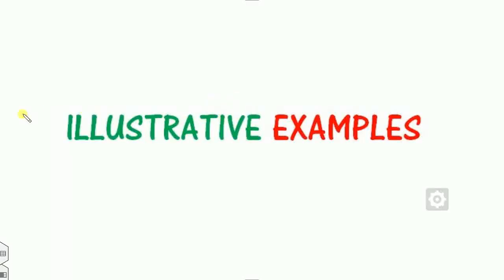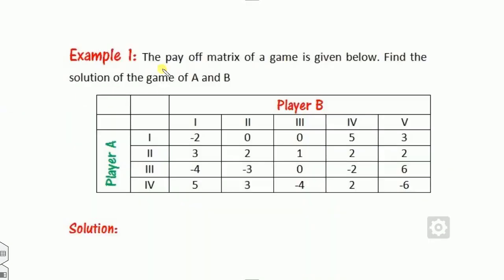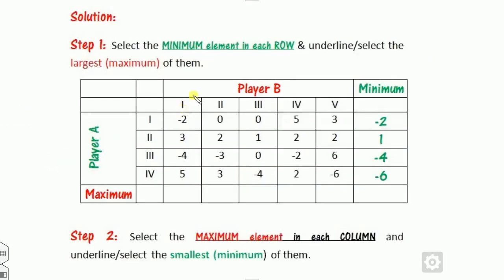A few examples follow so that you may be able to understand. For example, look at this. This is player A, this is player B. Since it is not mentioned, it is obvious that for player A this is the profit side, and for player B this is the loss side. So this is the observation. The first step is to find the minimum of each row. Green is representing it here. The minimum element here is -2, in the second row it is 1, in the third row it is -4 and then -6.